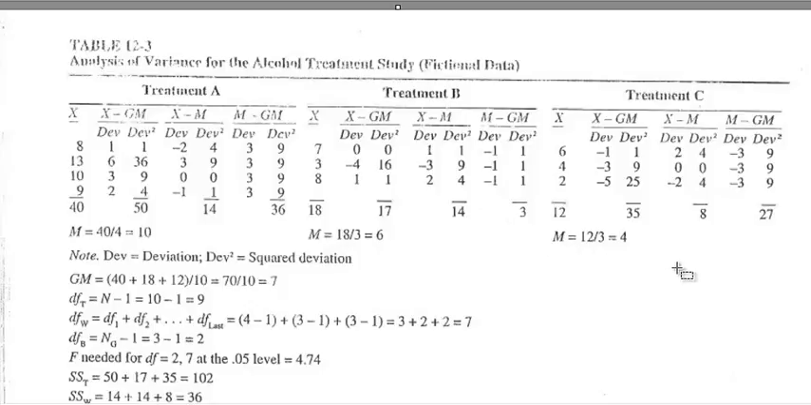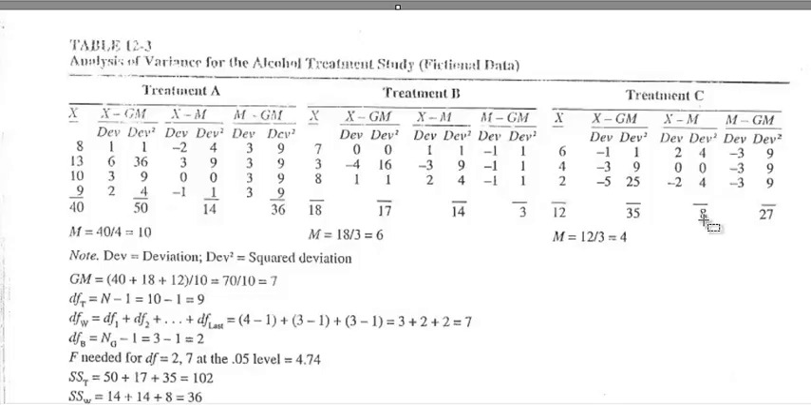We do the same thing for treatment C, and we get an 8. And that is, again, based on subtracting 4, which is the group mean, from each one of these observed scores, calculating the deviation from that, and then squaring those deviation scores, and then summing those squared deviation scores.